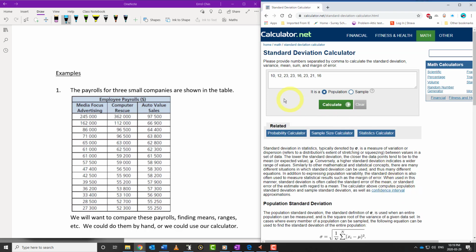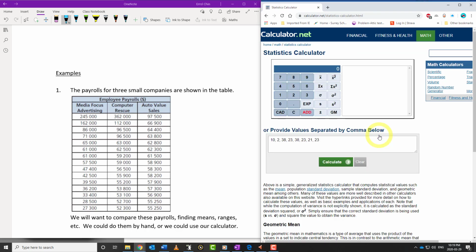And all the standard deviation calculator, we have what's called a probability calculator, a sample size calculator, and statistics calculator. I want you to hit statistics calculator. And here looks like the actual keypad to a calculator. I don't want you to waste your time doing that. Instead, you can literally just add the values in. So I'll do the very first example.